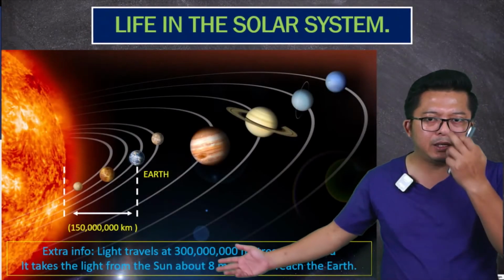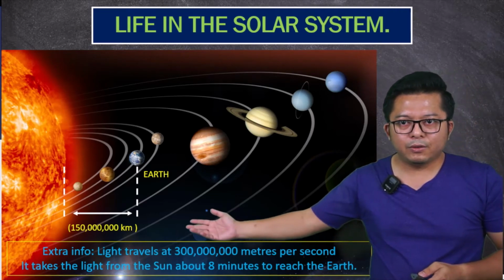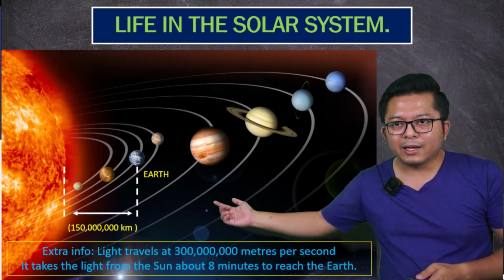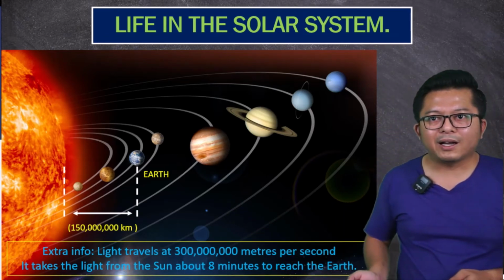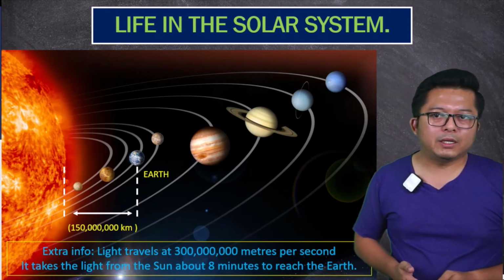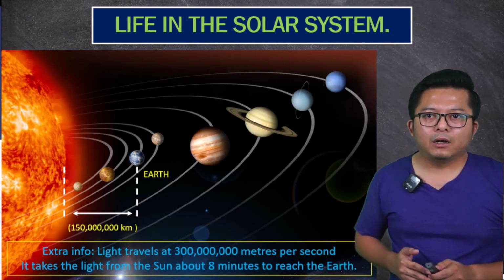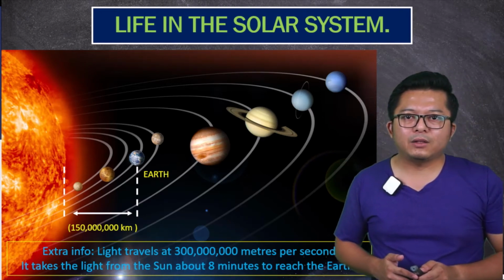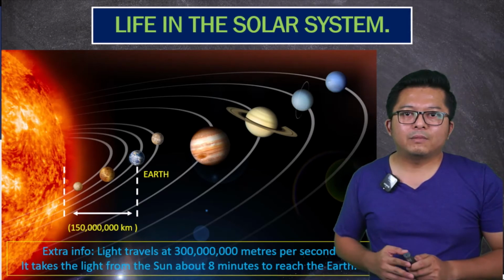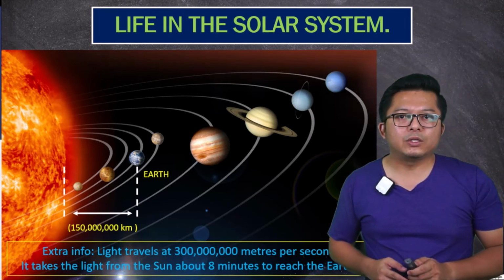So if you can see here, like I said, this is the planet. Now I've shown you here, this is Earth. The distance between the Sun and Earth is about 150 million kilometers. Okay, now light travels at 300 million meters per second. It takes the light from the sun about 8 minutes to reach the Earth.